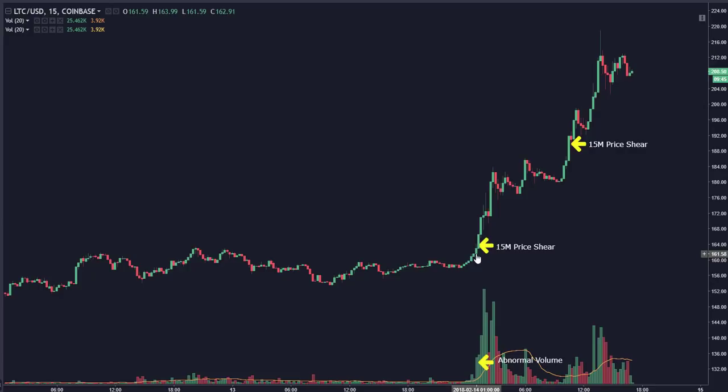Next key indicator would have been the price shear, which we have on all time frames again. Now this one is a reactive indicator, which means things have already happened by the time you get this alert, but it tells you that you're seeing a violent reaction. Something is happening in the market where the price is tearing away from the average.